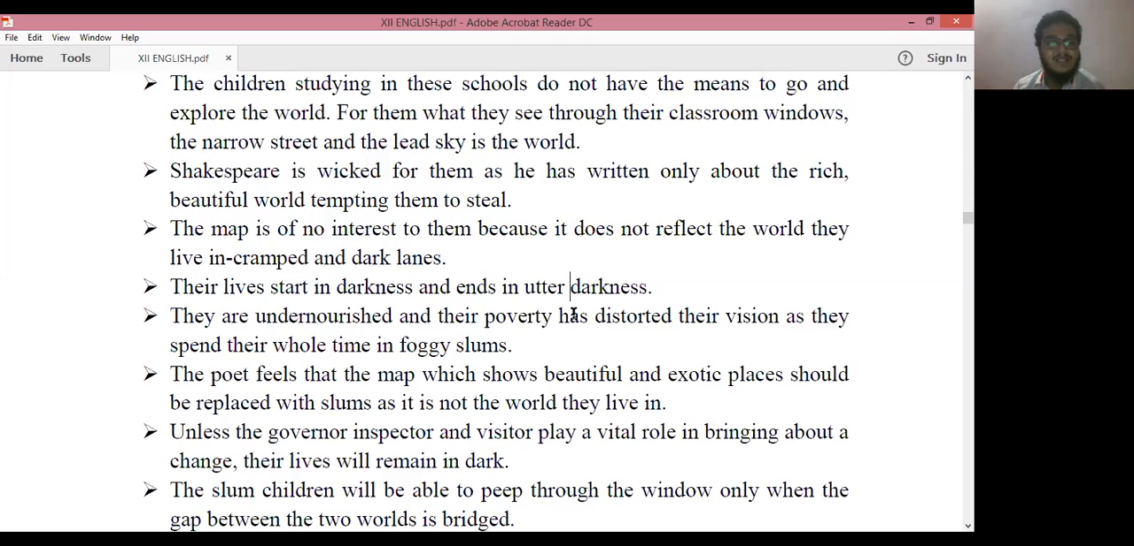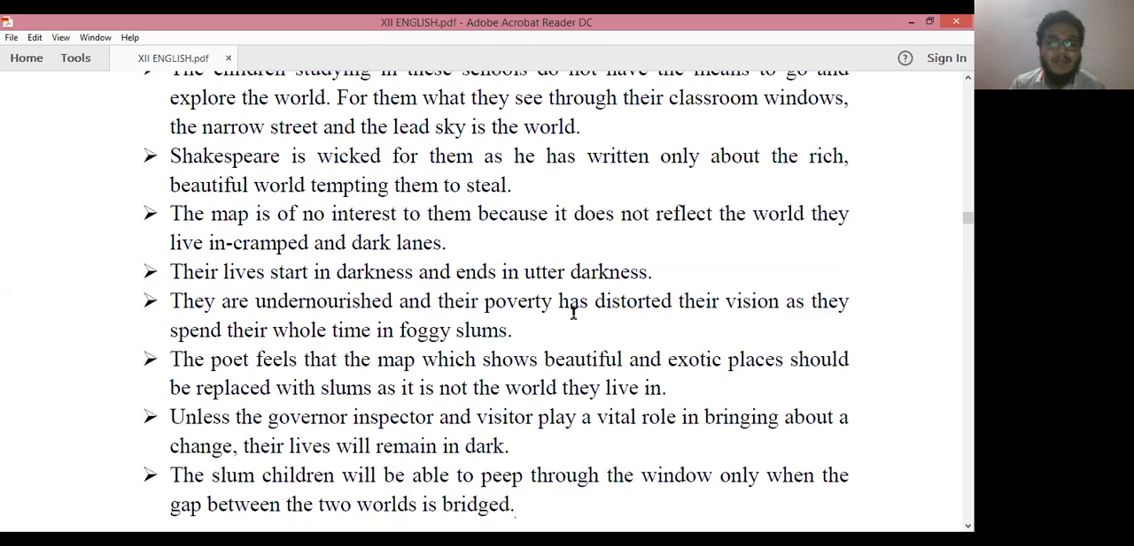Okay, and next, they are undernourished, or we can say malnourished, and poverty has distorted their vision as they spend their whole time in foggy slums. What happened? Due to poverty, their vision has been distorted. It means they're not able to think. Vision does not mean eyesight. It means their thinking level, their maturity level, what they can do in the future. They're not able to visualize it, as they spend their whole time in foggy slums, in the same area, people seeing the same people, and they don't have a future. Okay, next line.